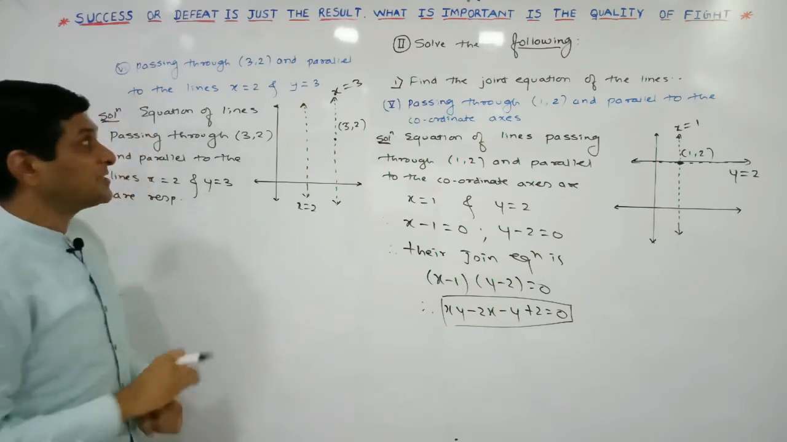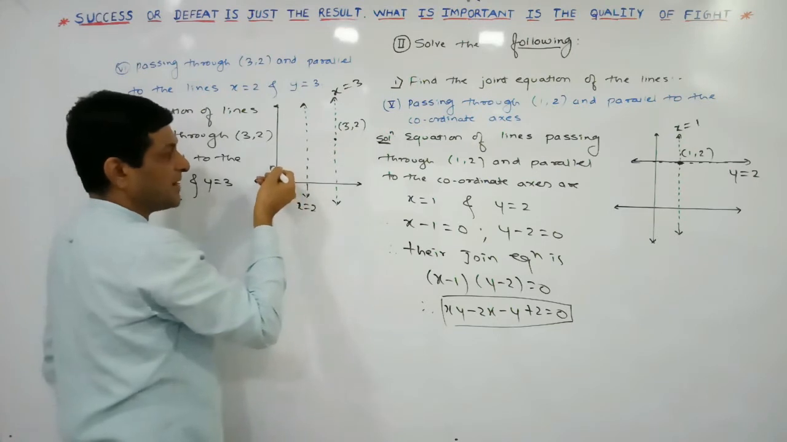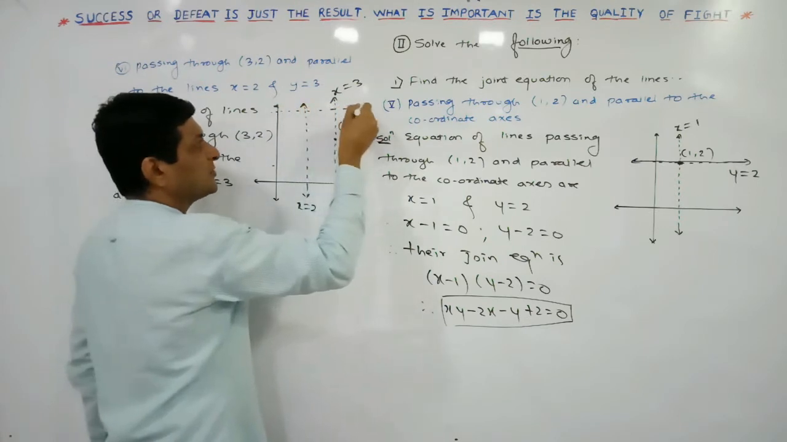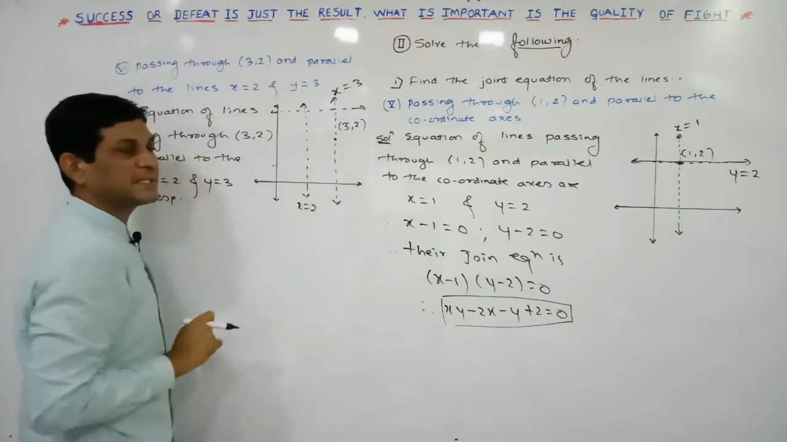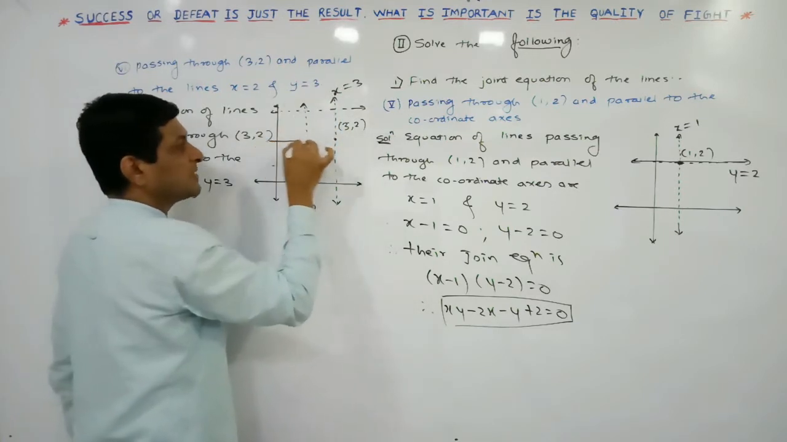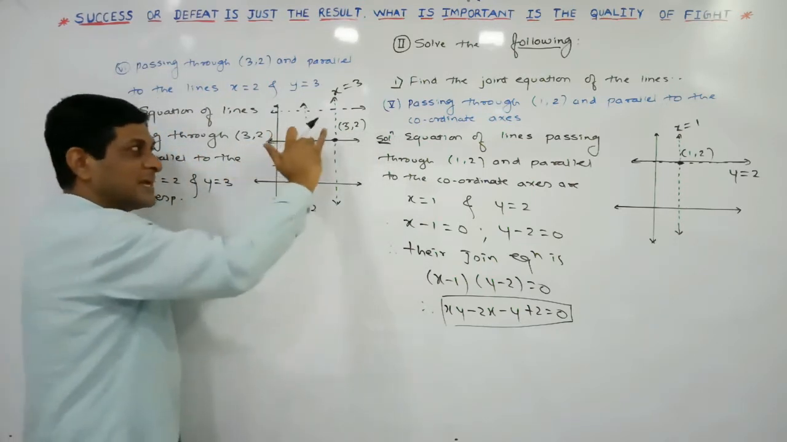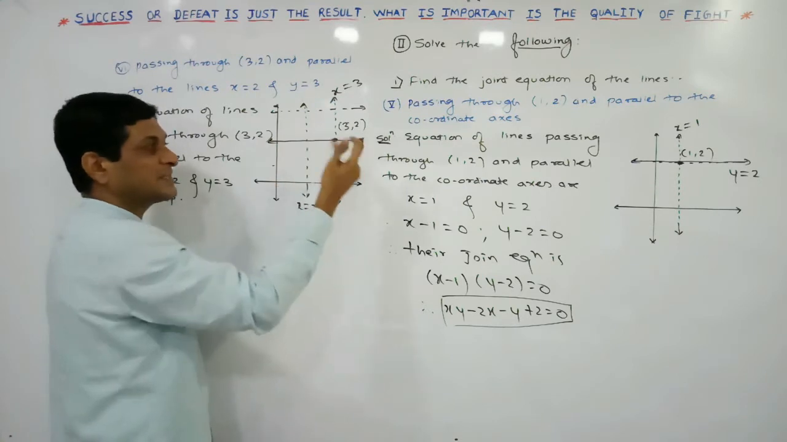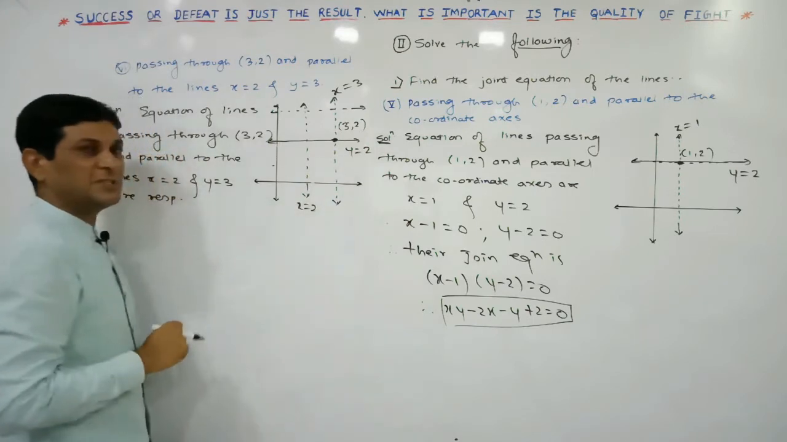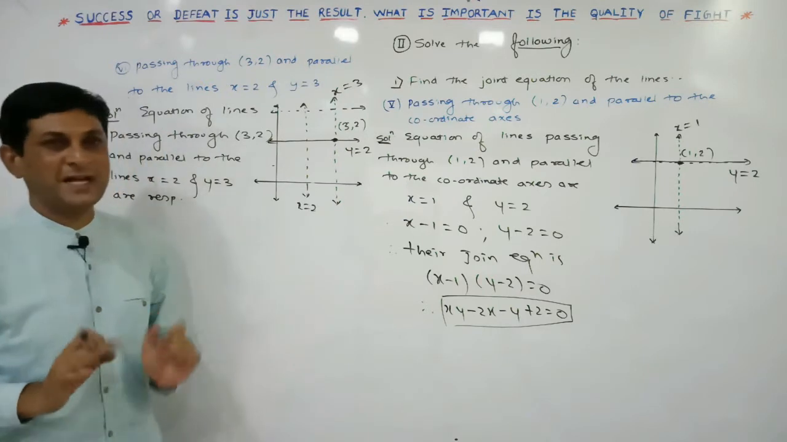Now the second line is parallel to which line? y equals 3. So here we will get somewhere y equals 1, 2, and here we will get 3. So y equals 3 is a line parallel to the x-axis, and our required line is parallel to this line and passes through this point, so this will be our required line. Since this line is parallel to the x-axis, its equation is y equals constant. And what is the value of this constant? 2. So the equation of our first required line is x equals 3 and the second required line is y equals 2.